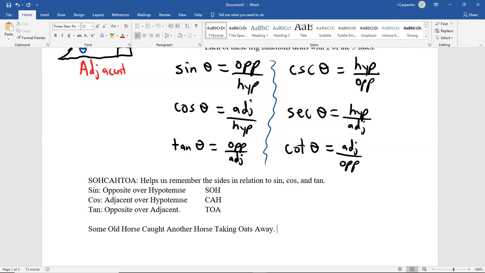So maybe go to the internet and look up more fun phrases that can go with SOHCAHTOA. It's probably easy to find, as well as maybe one or two others. But that's the one you're going to get from me, whether I like it or not. Some old horse caught another horse taking oats away.